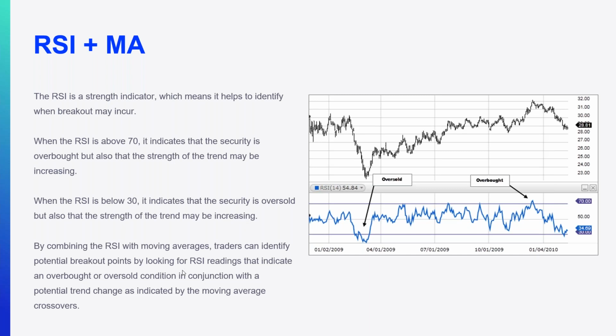Now, by combining the RSI with moving averages, traders can identify potential breakout points by looking for RSI readings that indicate an overbought or oversold condition in conjunction with potential trend change, as indicated by the moving average crossovers. Okay, for example, if the 20 is above the 50, we do know that we're moving up. So when we get overbought, we do know that the strength of that trend is increasing. Okay, that's the point here. We're not looking for, well, we are in overbought territory, let's sell. We're looking at the opposite. Okay, just keep that in mind.